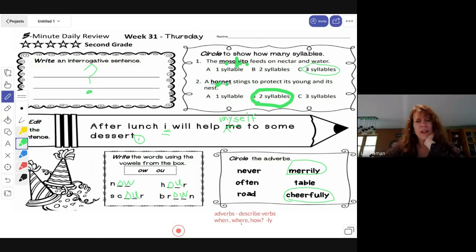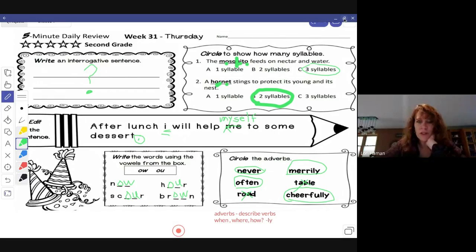It's not that. Do we have any that say when? Yeah. Like, I never forget to wash my hands before I eat. When? Never. This tells when. I often use hand sanitizer if I can't use soap and water. When? Often. Those are also adverbs. They're the ones that say when. Now, road is a noun. It is a place, or you could maybe think of it as a thing. Table, that's a noun too, right? That is a thing. So those are the skills for the purple packet.